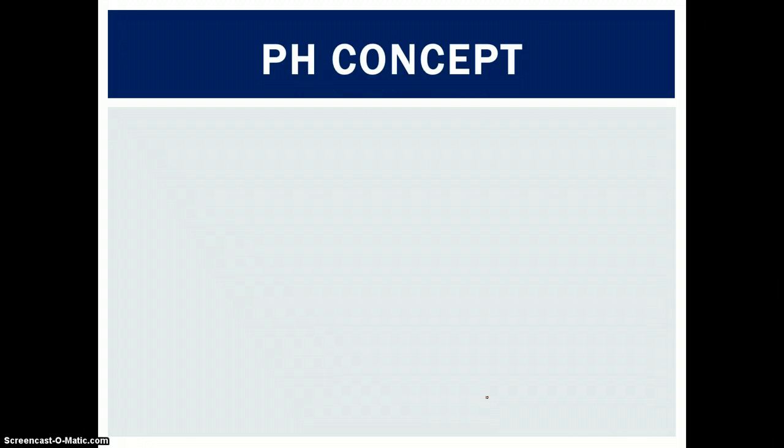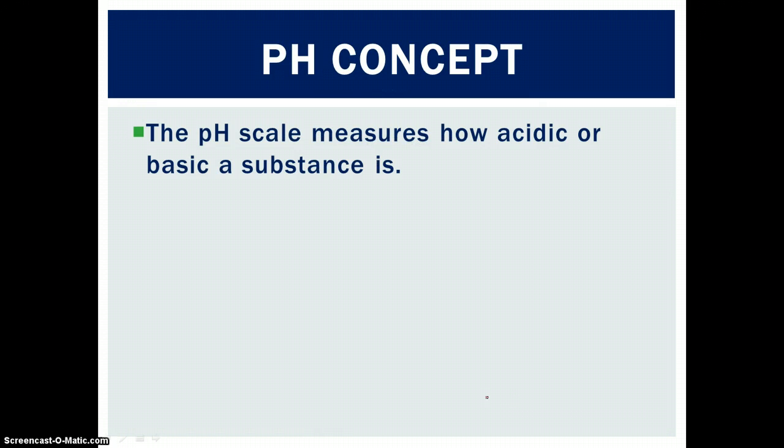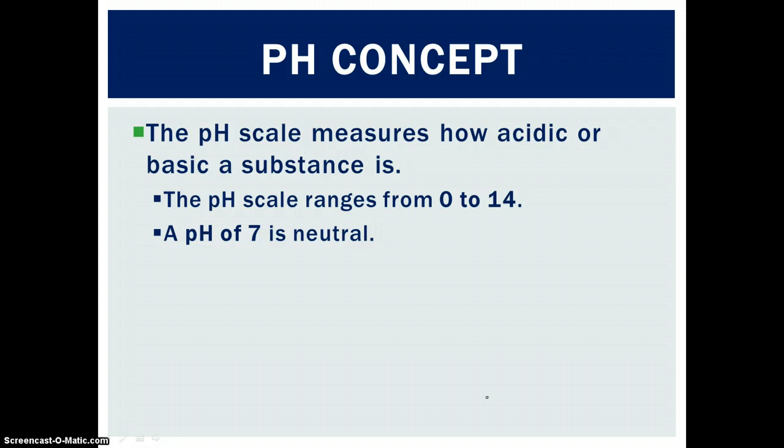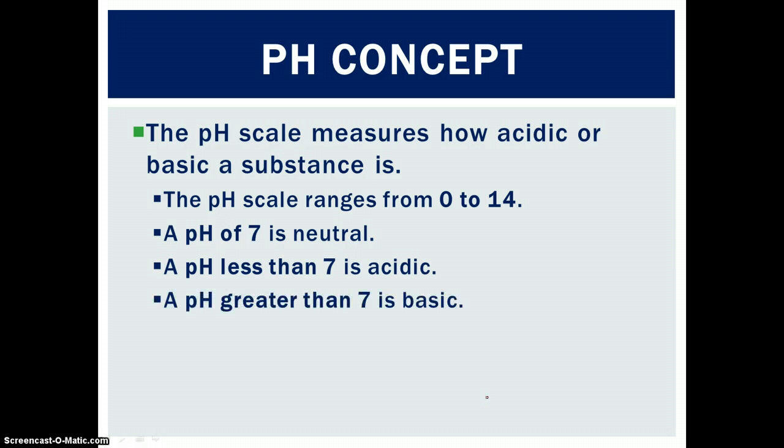Now moving on to what you all know to be associated with acids and bases, the concept of pH. The pH scale measures how acidic or basic a substance is. It ranges from 0 to 14. A pH of 7 is considered to be neutral. A pH less than 7 is considered to be acidic, or an acid. A pH greater than 7 is considered to be basic.